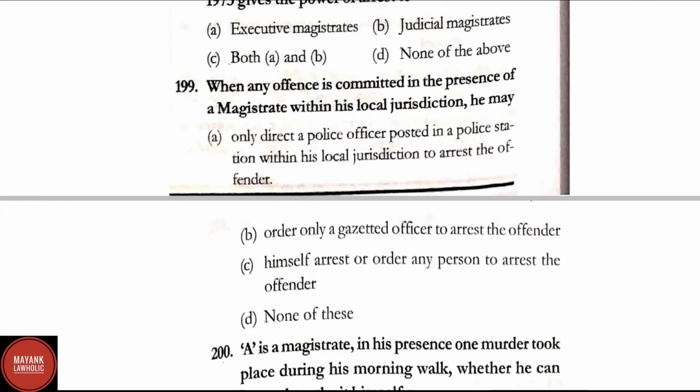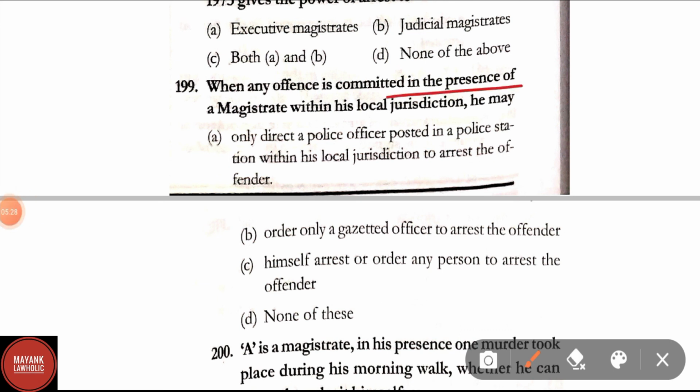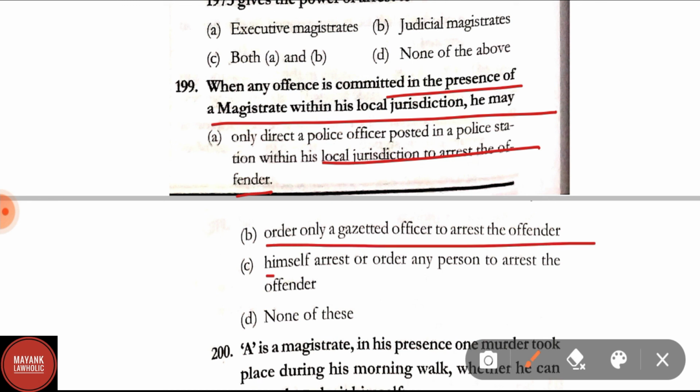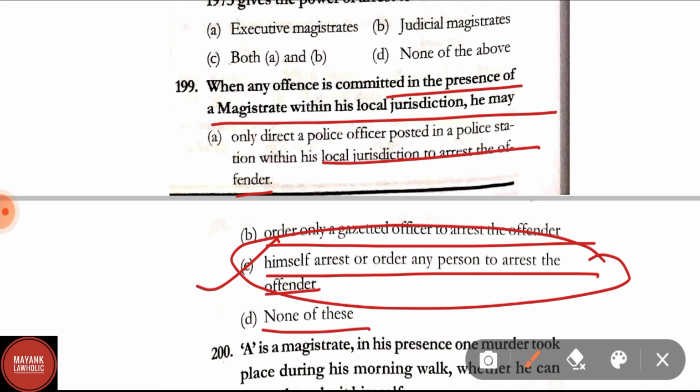Question number 199. When any offence is committed in the presence of a magistrate within his local jurisdiction, he may, option A, only direct a police officer posted in a police station within his local jurisdiction to arrest the offender. Option B, order only a gazetted officer to arrest the offender. Option C, himself arrest or order any person to arrest the offender. And option D, none of these. Here correct answer is option C, himself arrest or order any person to arrest the offender.